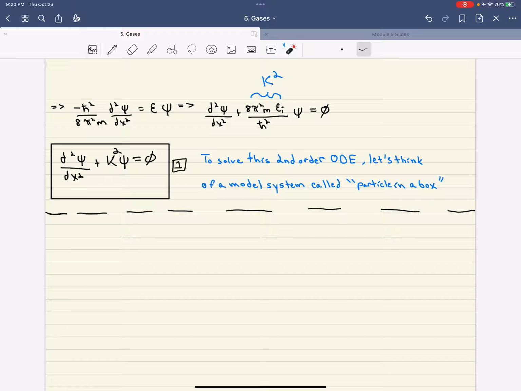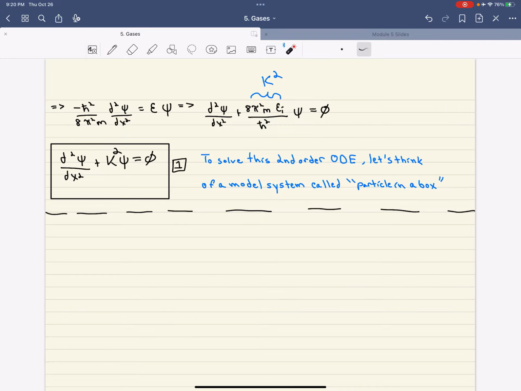Alright, and so in order to calculate the energy levels, we need to solve the second order differential equation. And just one quick correction, we're going to define this as k squared. Right? So we're going to put a square there. Alright, but as you know, based on our experience with differential equations, in order to solve them, we need some sort of boundary conditions. Right?